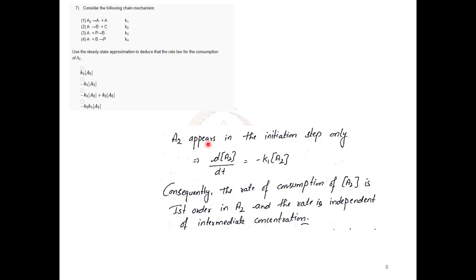So A2 appears in the initial step only, so d[A2]/dt equals minus k1 into A2, right? Consequently, the rate of consumption of A2 is first order in A2, and the reaction is independent of the intermediate concentration. A2 is only dependent on the concentration of A2. Right, k1 into A2, so minus k1 into A2. So the answer will be B.